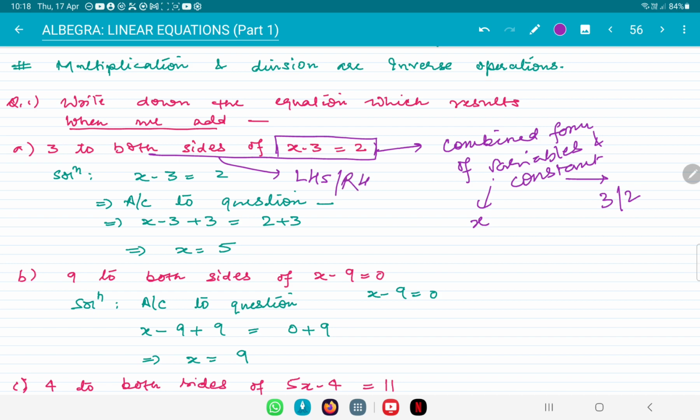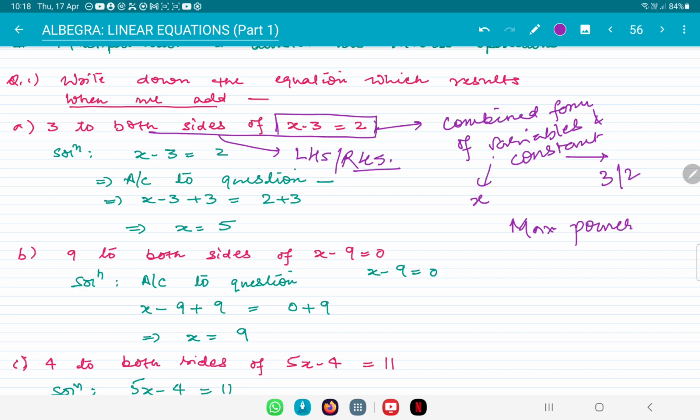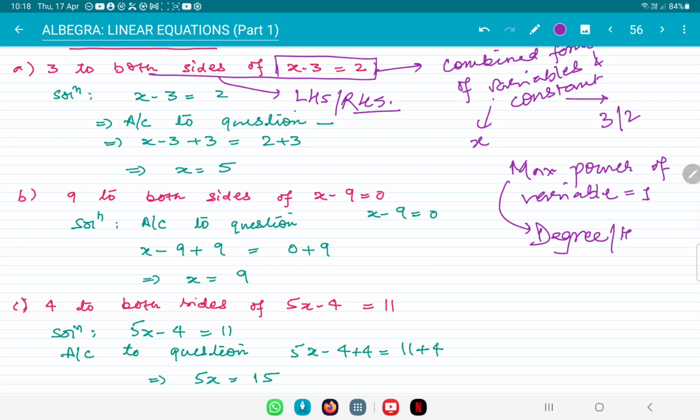We will do the same as they are saying. In the solution, first we write our algebraic equation, our linear equation. Why is it known as a linear equation? Because the maximum power of the variable is 1. Or you can say the highest power of the variable is 1, or the degree. There are different names, so learn those names also: degree or highest power. If the highest power of the variable is 1, then we say it is a linear equation.